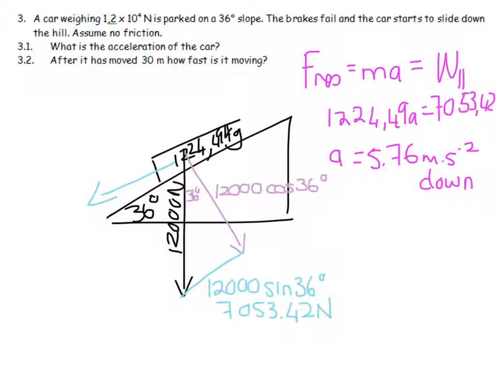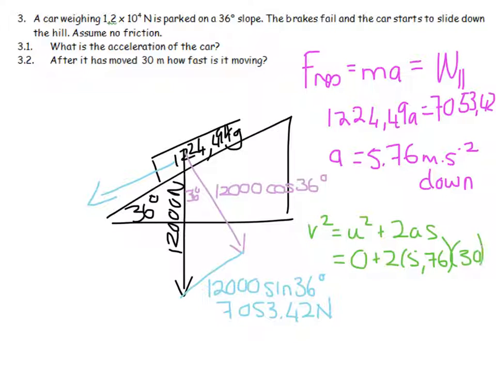The next part of the question says how fast is it moving after 30 meters? So I can use an equation of motion, and my equation of motion is going to be v squared equals u squared plus 2as. I know that it started at rest. I've worked out the acceleration is 5,76. It has traveled 30 meters, and when I square root that, I get 18,59 meters per second as the speed after it has moved for 30 meters.